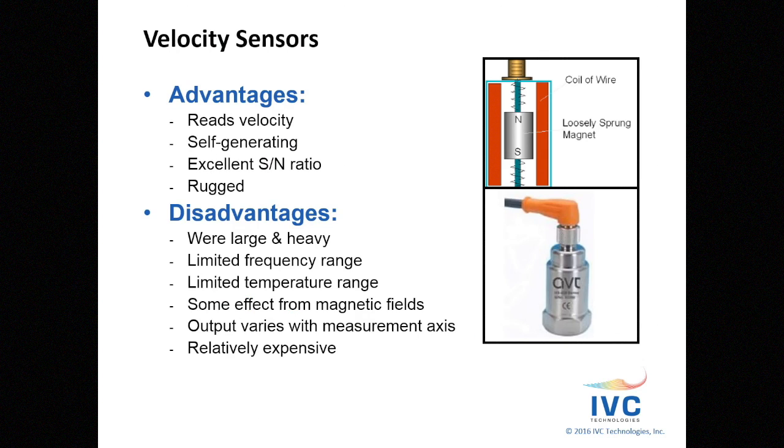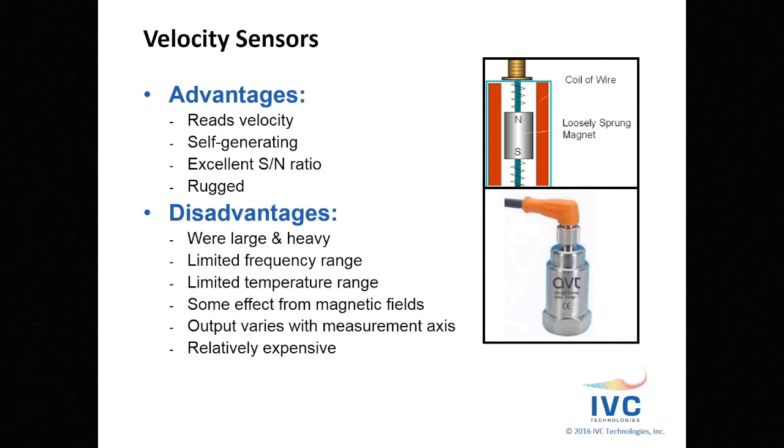When we get to velocity sensors, you may see them on occasion, not that frequently from my experience. Some of the advantages: they do read velocity. They're self-generating, so they don't need external power. They have an excellent signal-to-noise ratio, and they're very rugged. But some of the disadvantages: they're typically big and bulky. They have a limited frequency range, a limited temperature range.